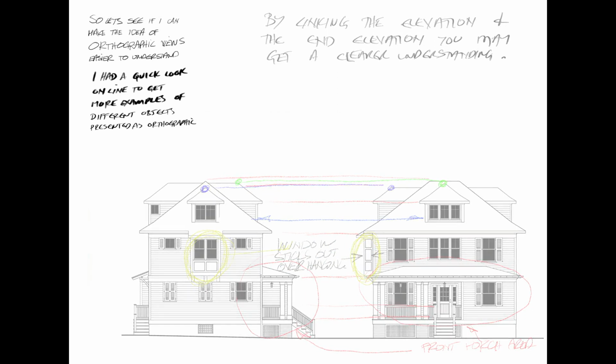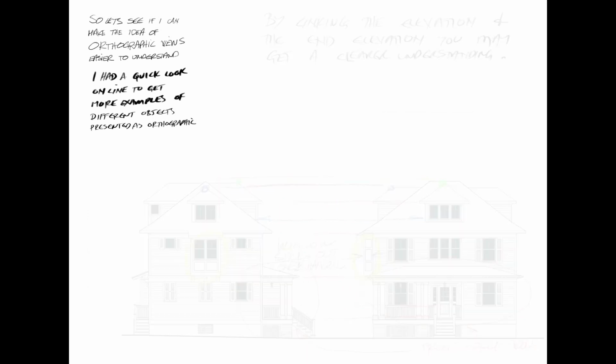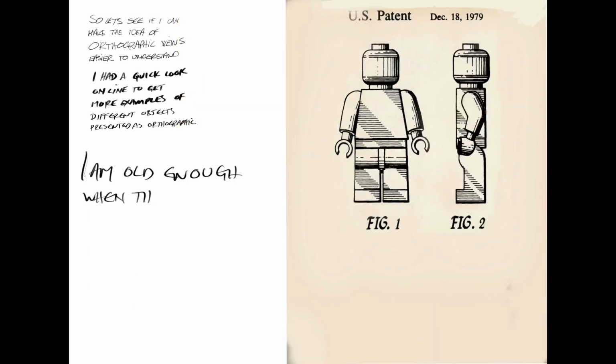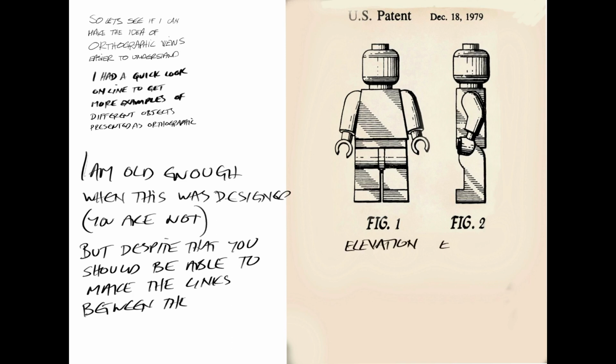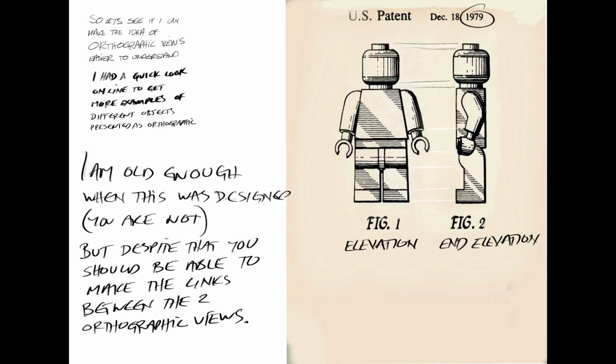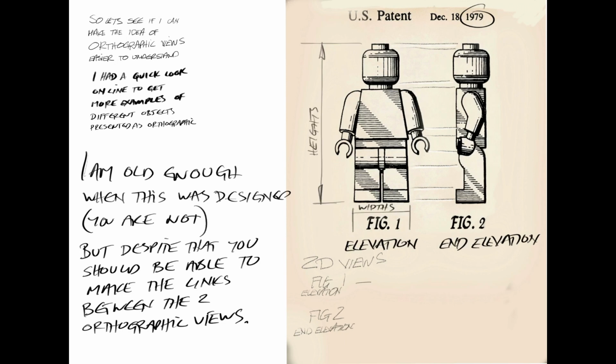Ideally, we need three views to get a full understanding. Yes, I am old enough, 1979. I had left school by then, but these two views of something you may recognise are the patent drawings for the Lego figures. We've got an elevation and end elevation shown as figure one and figure two. Let's see again, do these views have dimensions in common? For example, the elevation shows the height and the width, whereas the end elevation shows the height and the thickness.